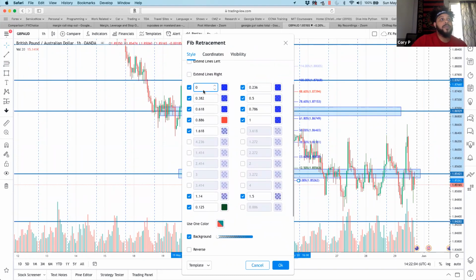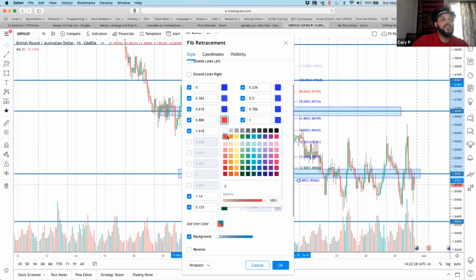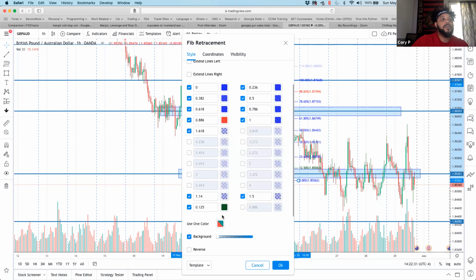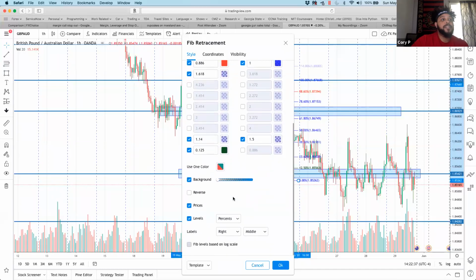For the 0 and 1, you can leave the default values in on your Fib retracement, but you'll need to add in 0.0886 and 0.886 and 0.125. I like to change the color, so I would recommend that as well on each one of those particular levels. And then scroll down to where it says levels, and change the value, because I think it defaults to value, and then add percent.